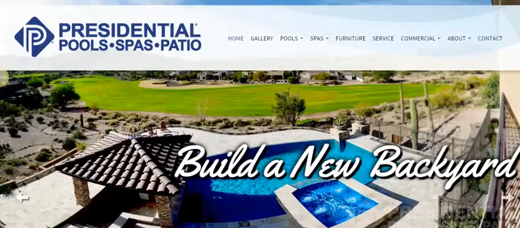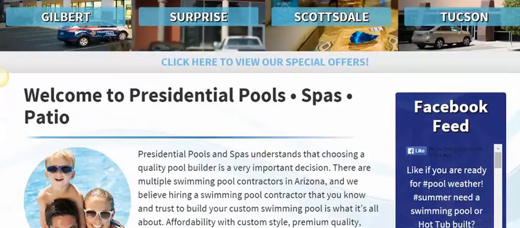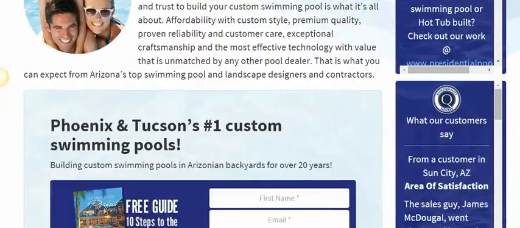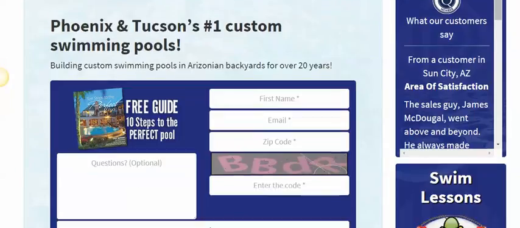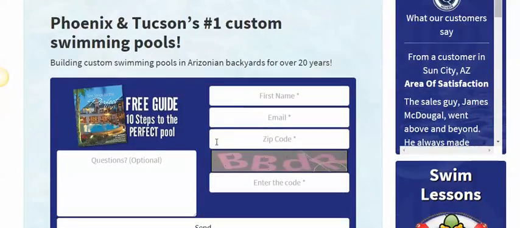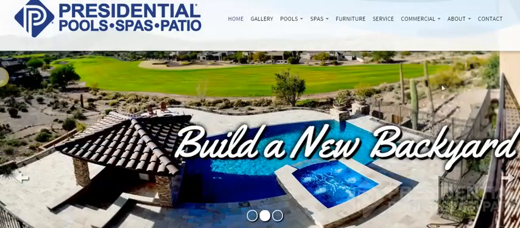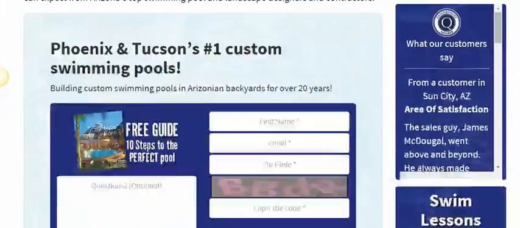They have it. This is a better looking site, but there's still no means. Here it is. Well, actually, they do have. They're giving away a free guide. This is better. Free steps to the perfect pool, which is a lot better. But this should be a pop-up. If not a pop-up, it should be at the top of the page, not buried down here at the very bottom.